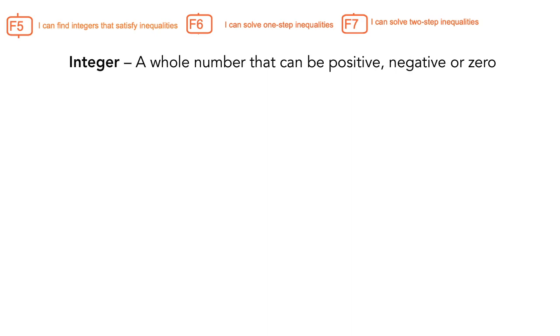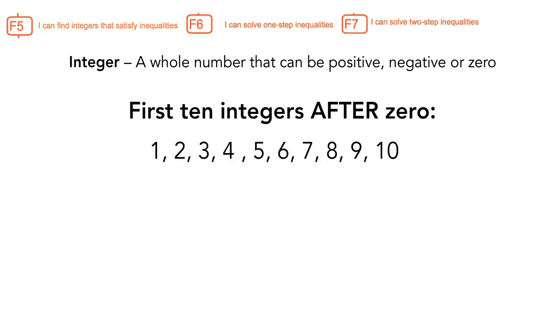For example, the first 10 integers after 0 are 1, 2, 3, 4, 5, 6, 7, 8, 9, and 10. Numbers like 3.5, 1 over 3, or even pi are not integers, as they have decimal values. Now we have an idea what an integer is.